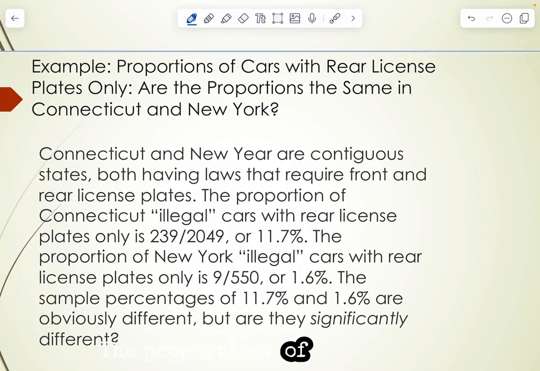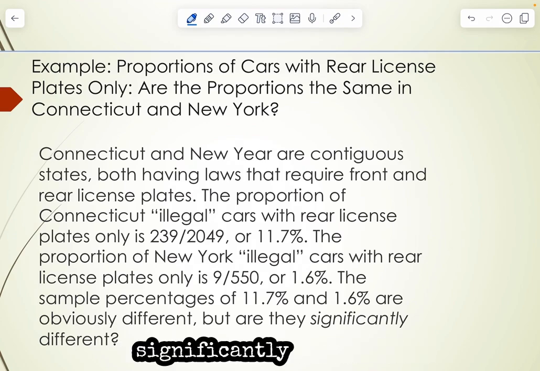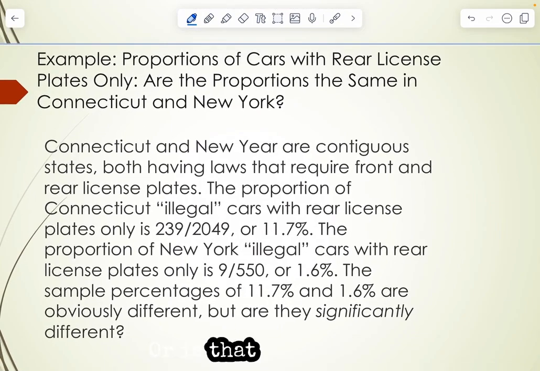The proportion of Connecticut cars with rear license plates is 239 out of 2,049, or 11.7%. The proportion of New York illegal cars with rear license plates is only 9 in 500, so that's 1.6%. The sample percentages of 11.7% and 1.6% are obviously different, but are they significantly different? Or is that just chance?